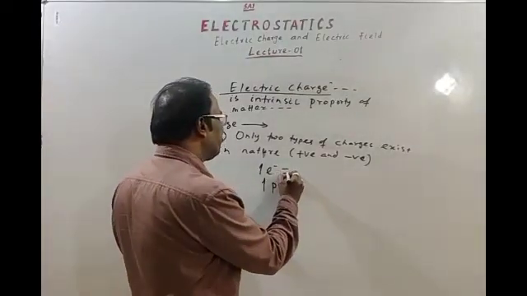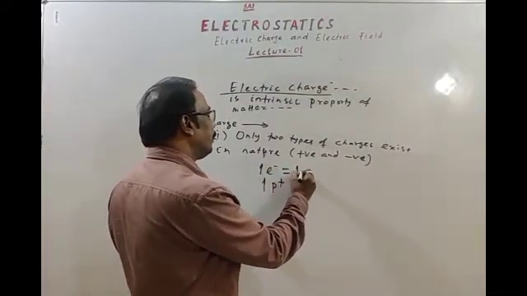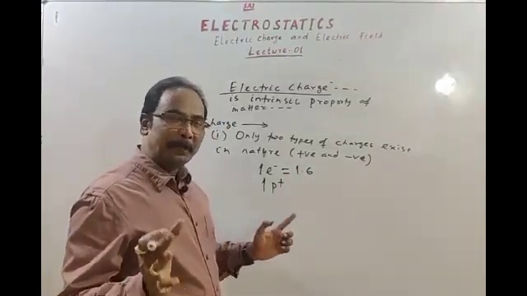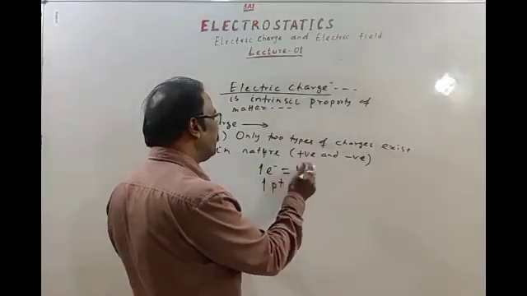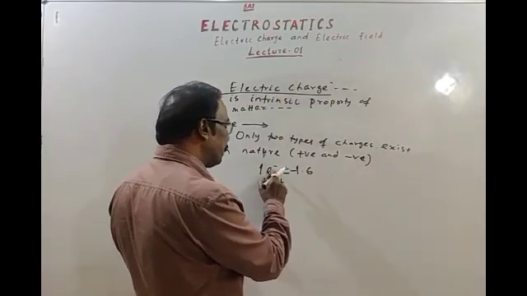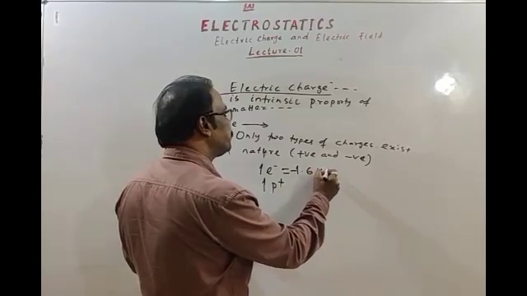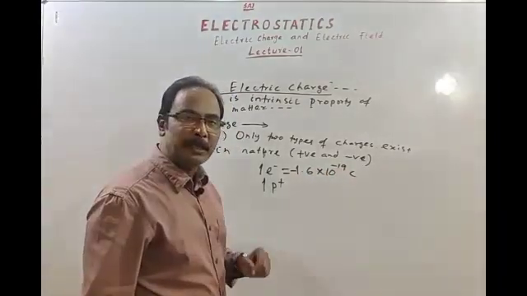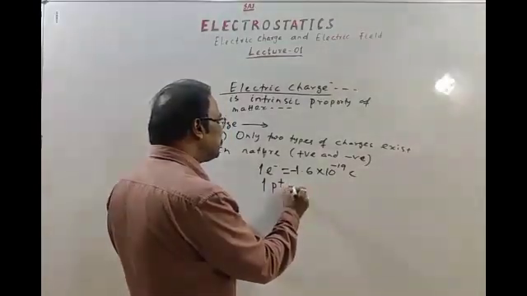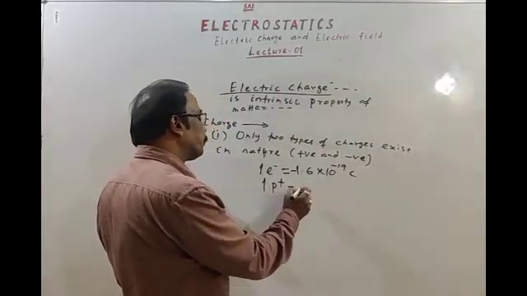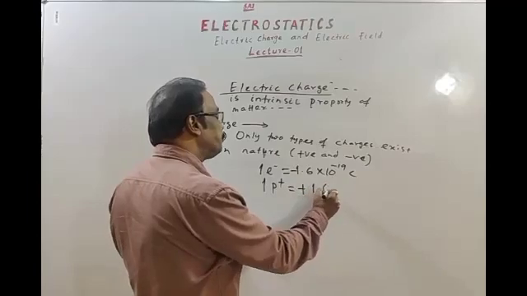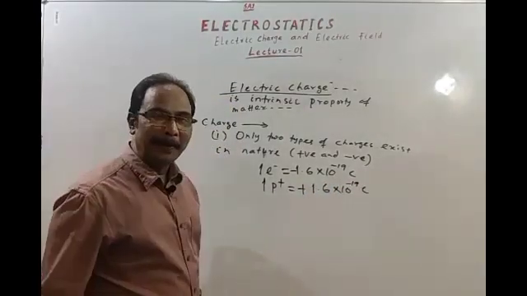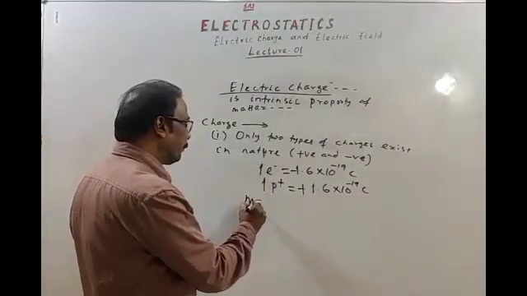Then the magnitude of charge of electron, as it is observed, as it is found from experiment, the magnitude of charge of electron is minus, electron is negative, 1.6 into 10 to the power minus 19 coulomb. Coulomb is the unit of charge in SI. We will discuss it. Then similarly, the charge of proton is positive, the magnitude is the same, 1.6 into 10 to the power minus 19 coulomb.